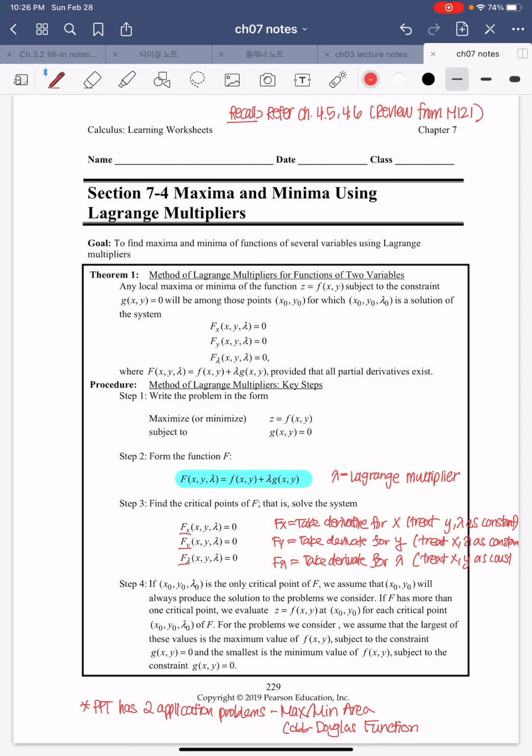If you forgot how to take implicit differentiation, review chapter 3.5 implicit differentiation from the Math 121 concept.